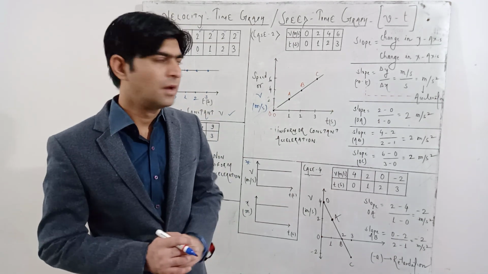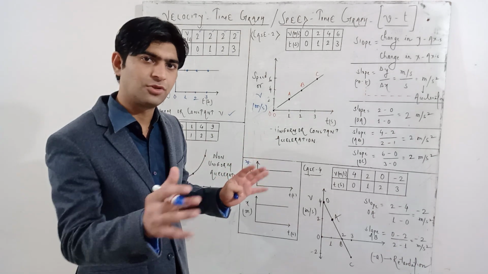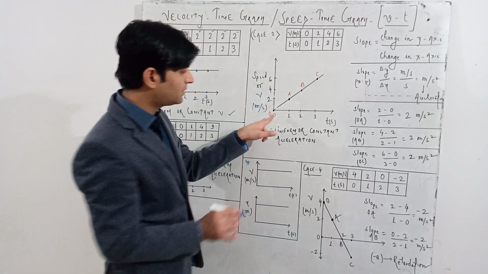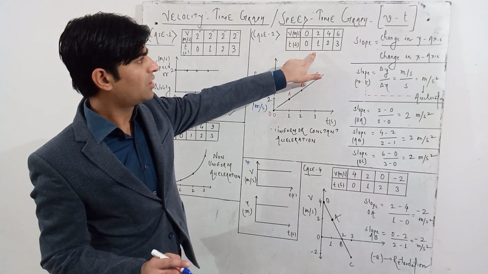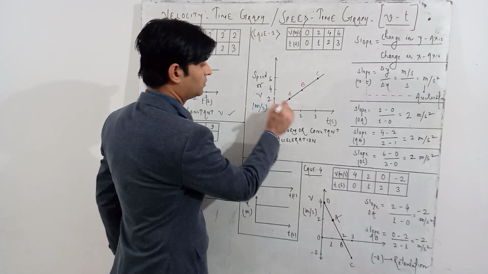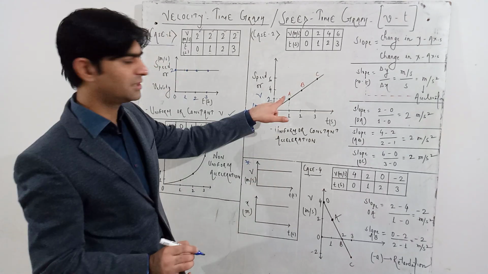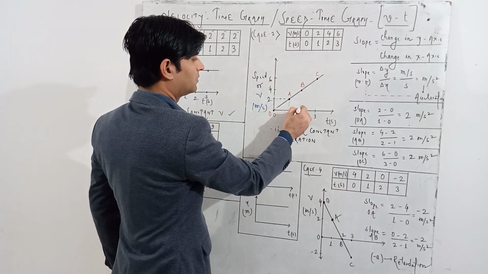That means if you calculate the slope of a speed time graph or a velocity time graph, you will get acceleration. Now if you calculate the slope, in the last class also we had a detailed discussion on the calculation of slope. If you see here, at 0 second the velocity is 0, at 1 second the velocity is 2. At 1 second the velocity is 2, so I have marked this point A. At 2 second the velocity is 4.